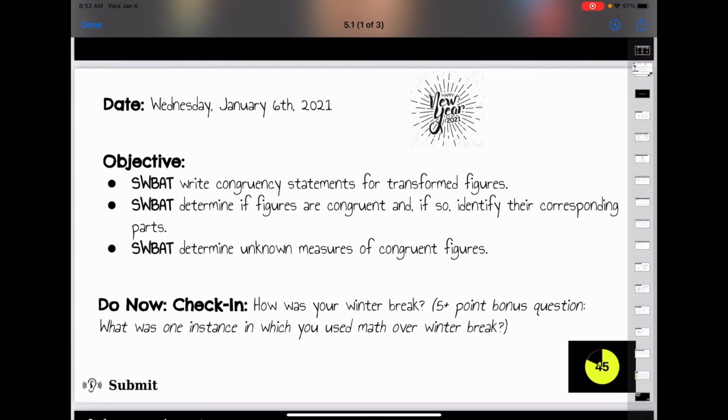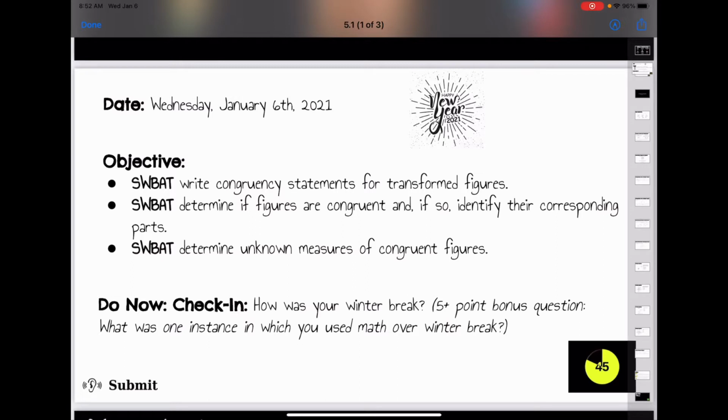Today's objectives are students to be able to write congruency statements for transformed figures, students to be able to determine if figures are congruent and, if so, identify their corresponding parts, and students to be able to determine unknown measures of congruent figures. Before we begin, please go ahead and complete today's Do Now.